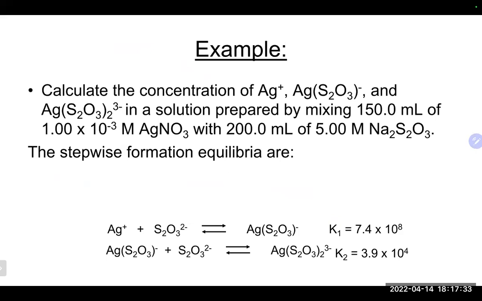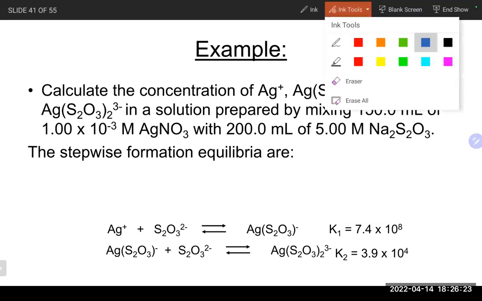Calculate the concentration of Ag+, AgS2O3 minus, and Ag(S2O3)2 3 minus if you prepare it by mixing 150 milliliters of 1 times 10 to minus 3 silver nitrate with 200 milliliters of 5 molar sodium thiosulfate, and it is the stepwise formation given to you there on the bottom. So take some time, see what you come up with. We're looking for 3 concentrations when it's all said and done.